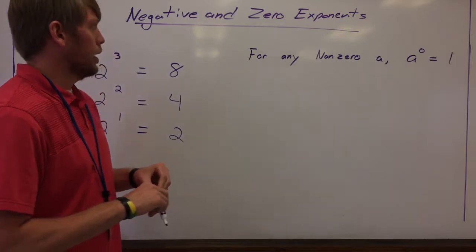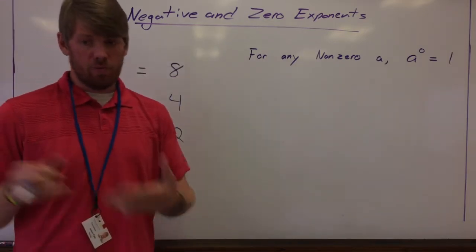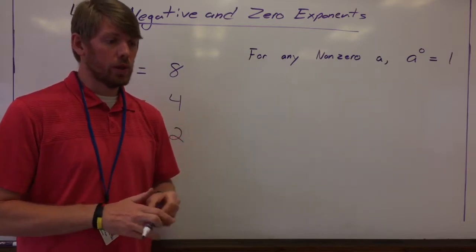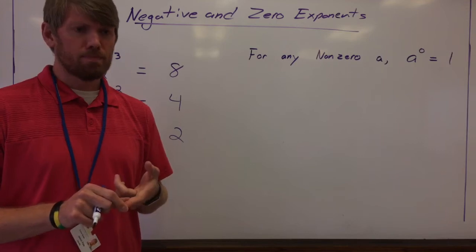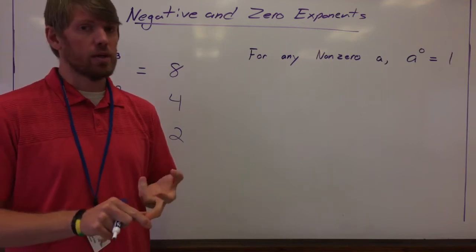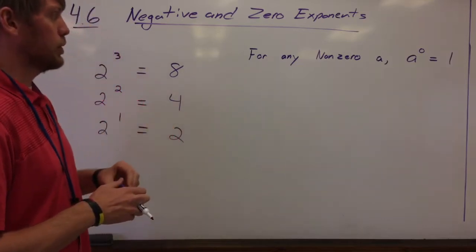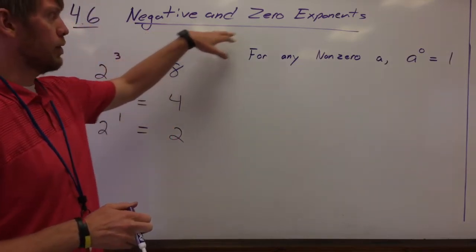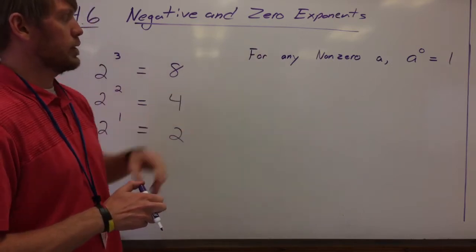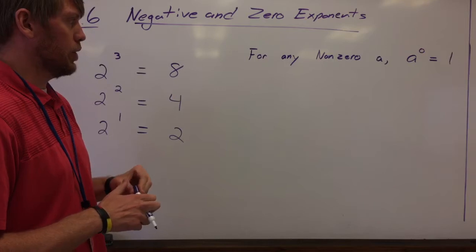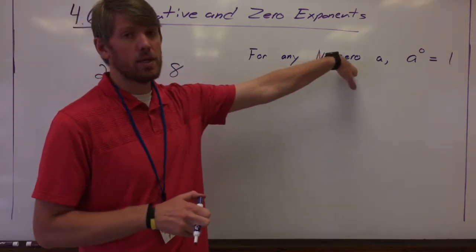next week. In lesson 4.6, we take lesson 4.5 a step farther, where we learned about the power of a power, quotient of powers and product of powers, and how to evaluate those types of problems. Here we're going to learn about negative and zero exponents. The first thing we have is for any non-zero a, a to the 0 equals 1. I'll discuss why it has to be non-zero in just a second.